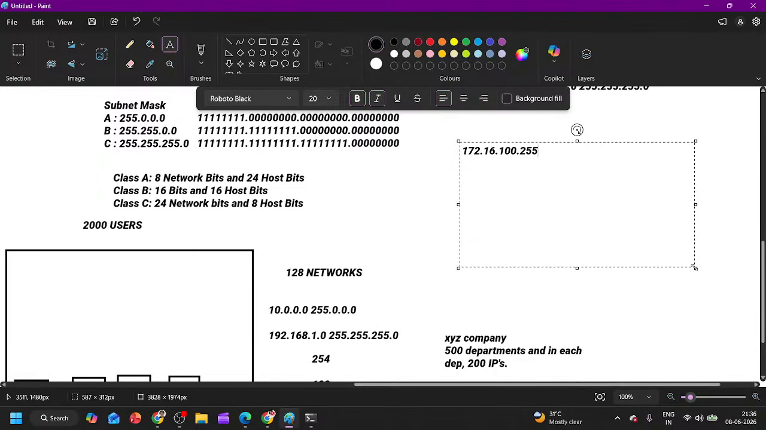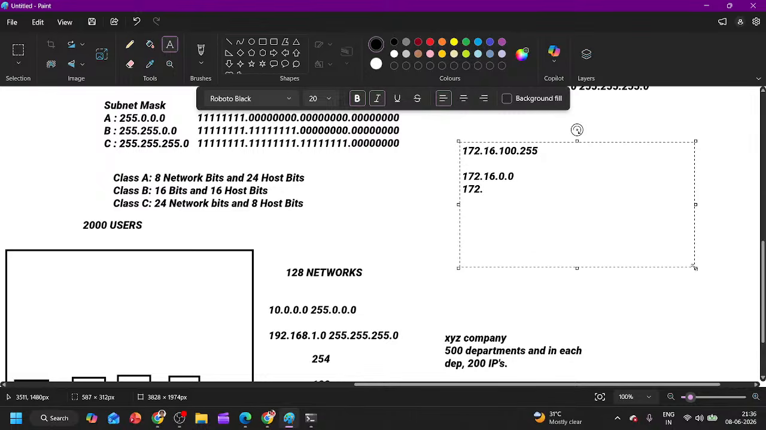16. How many host bits are there? 16. 16 also. Same. How many networks can I design? 2 raised to 16. What can be the first network? 172.16.0.0. Network bits, host bits 0.0. Yes. What will be the second network?